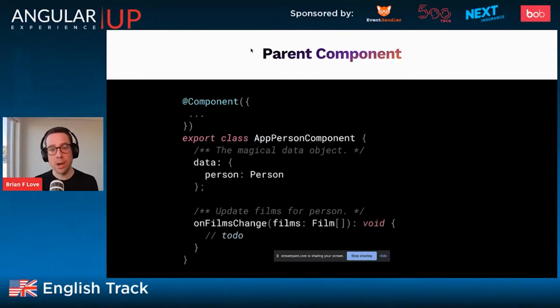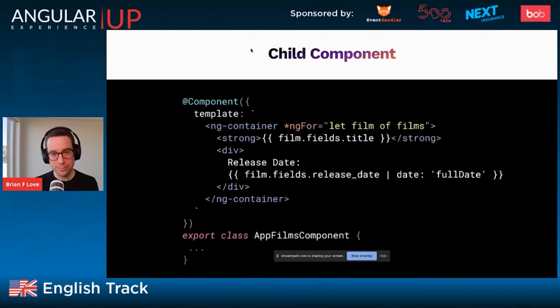Let's take a look at the TypeScript for the component. And here we can see that I've got some magical data object that's got a person in it, and the person object has a property called films, so that we're going to be able to access the films for a particular person, actor or actress. I also have my onFilmsChange method defined, and you can see here that it's expecting an array of film objects.